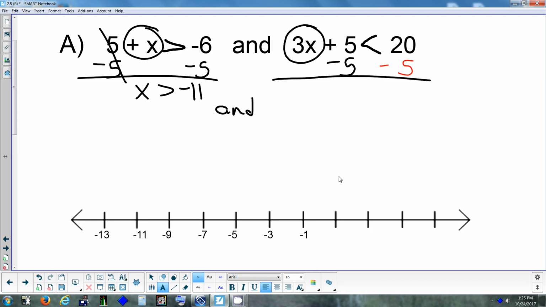I say this because people forget to do this. I see it on tests. That's why I'm just repeating it, so hopefully it sticks. 3x. What happens to the +5 and the -5? Fred? This cancels out. And Fred, do 20 minus 5 for me. 15. And then I just leave my sign the way it is.